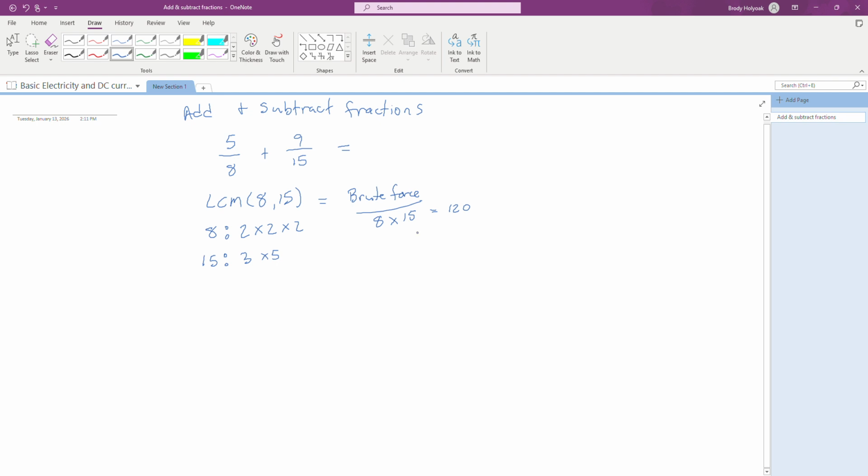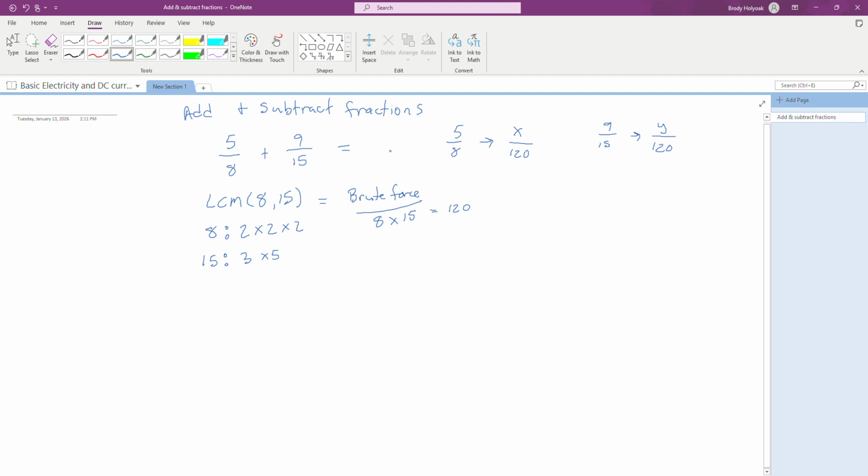So now that we understand that, we've got to figure out, how do I get each of these denominators to equal this 120? Well, in this case, since we're just brute forcing it, we're just going to multiply them by the value that we're trying to get through. So what we want is we want 5/8 to become x over 120, and we want our 9/15 to become y over 120.